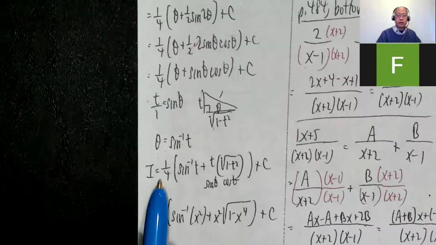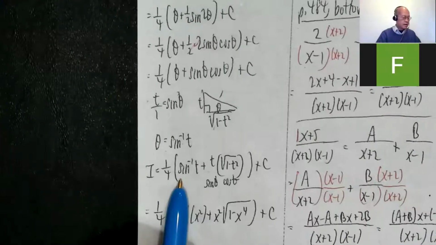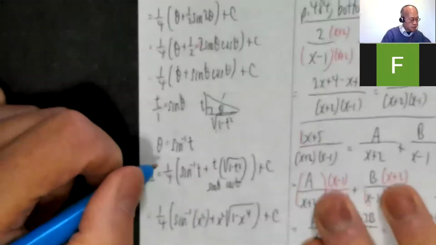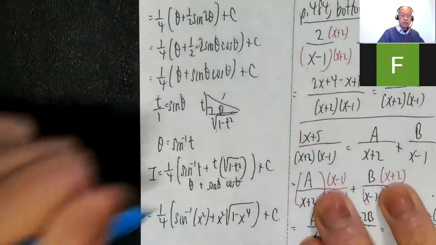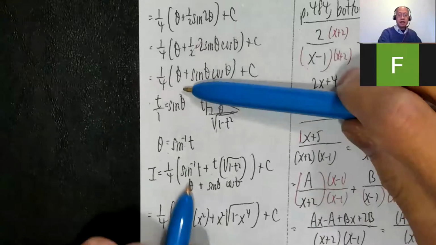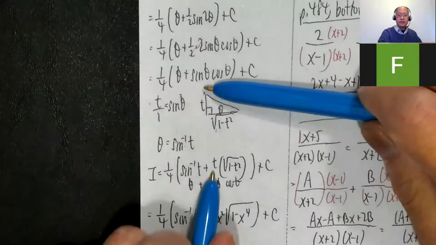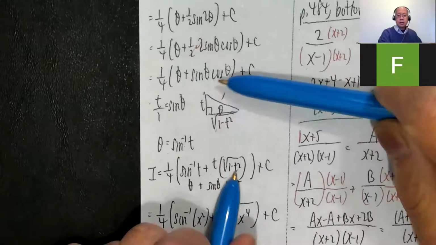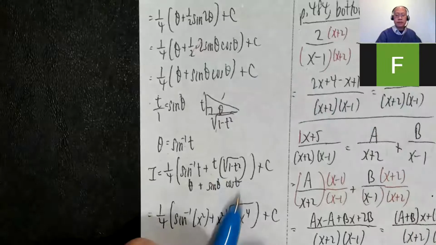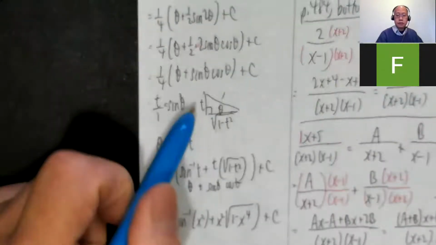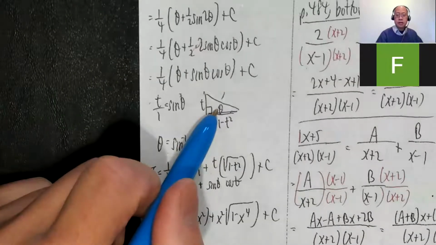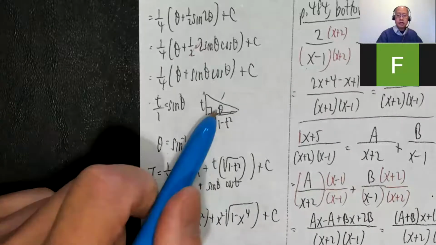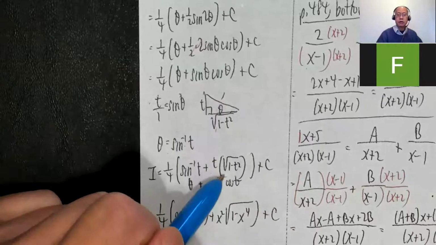Okay, so here's my 1/4. This is theta. I think I should just go ahead and write theta here for you. So this matches this. Theta, inverse sine of t, plus sine of theta is t. Cosine theta is radical 1 minus t squared. So here's theta. Sine is opposite over hypotenuse, t over 1. Cosine is adjacent over hypotenuse, radical 1 minus t squared over 1.